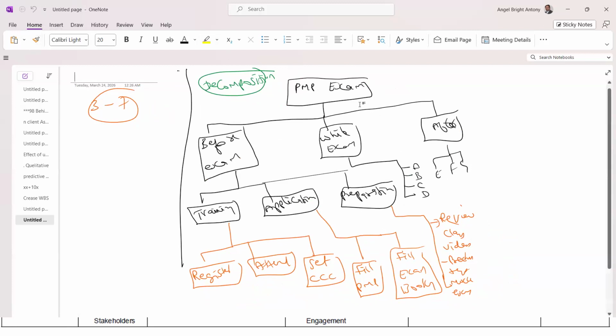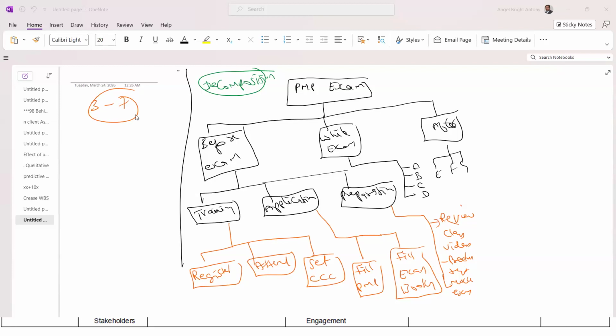Right. So then we discussed the number of levels. PMP exam is level 1, before, while, after is level 2, training, application, preparation, etc. is level 3, and so on. How many levels can you have in a WBS? There is no hard and fast rule, but the good practice is 3 to 7 levels. Less than 3 levels, you will not have that much detail. More than 7 levels, it will be too much information.